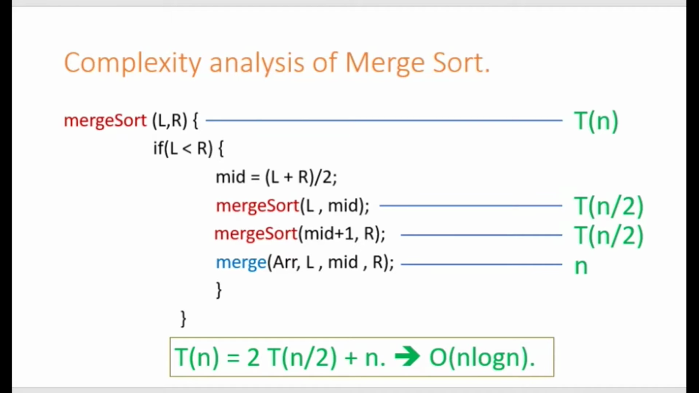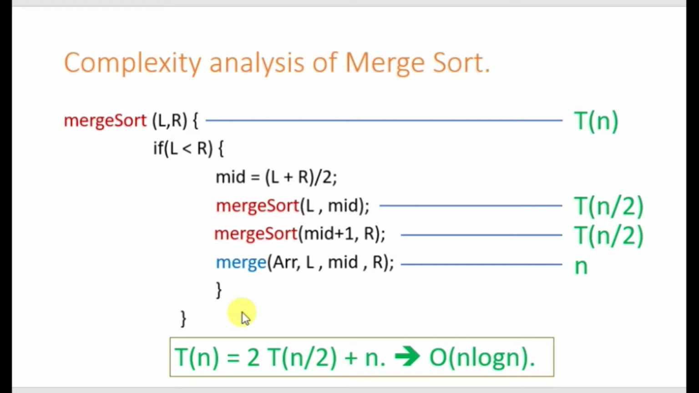Complexity analysis of merge sort. This is the code of merge sort. So if we consider that it is taking T(n) of time, we have seen that our whole problem of size n is getting divided into two subproblems of size n/2 and n/2, and after that we are going to merge n elements in the merge procedure. For that, it will take order of n. The recurrence relation we will get is T(n) = 2T(n/2) + n.